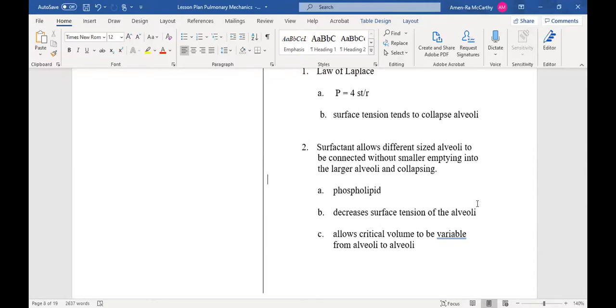If an alveoli falls below critical volume, it's going to collapse. So if you have a question that says, what is critical volume of an alveoli? That is the volume that must be present in order to keep the alveoli from closing. Critical volume.